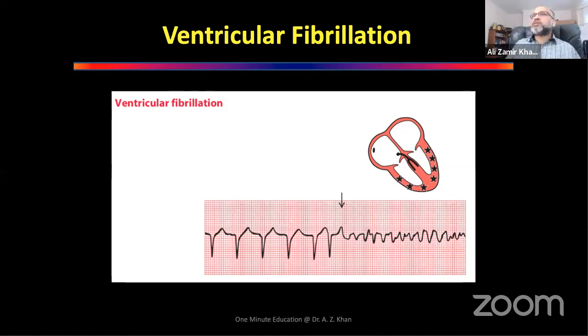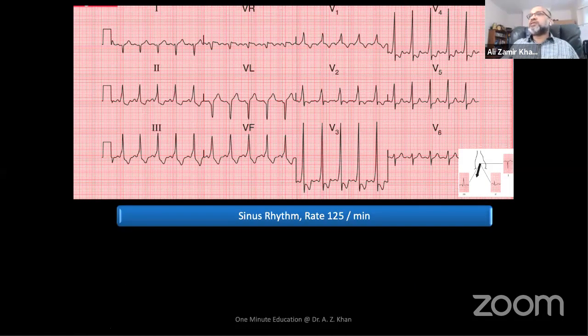Look at this. The reason why ventricular fibrillation happens is multiple sources, all these stars start to fire, and all of it becomes very chaotic and the patient will arrest very, very soon. Let's look at the ECG.